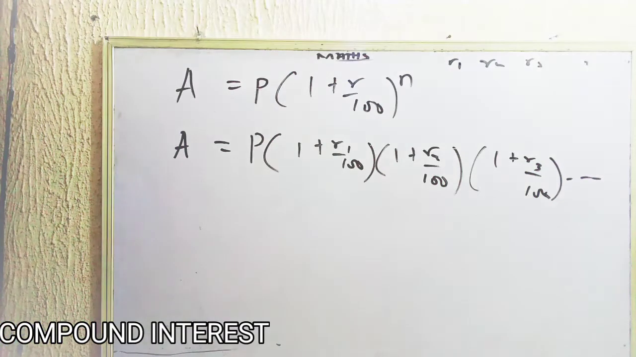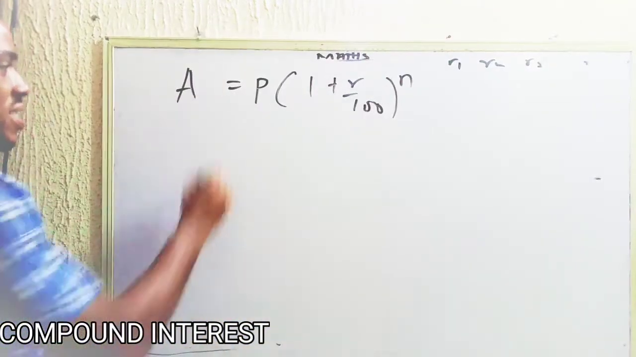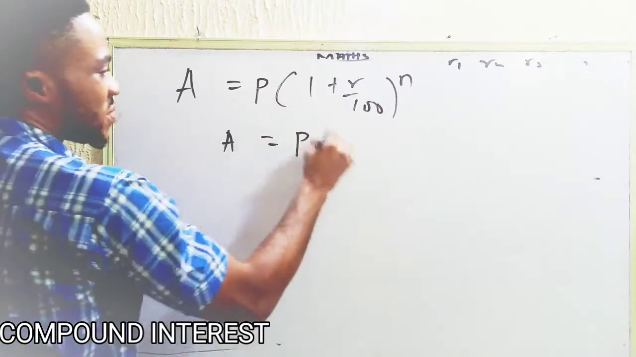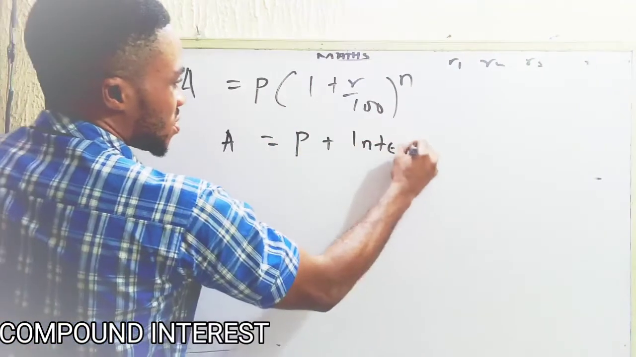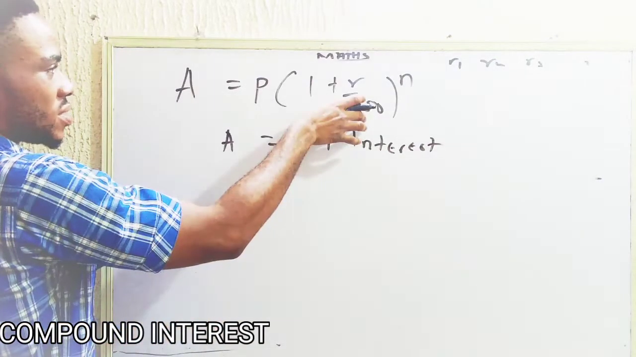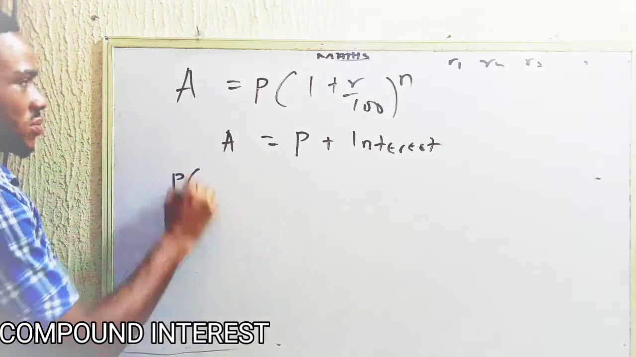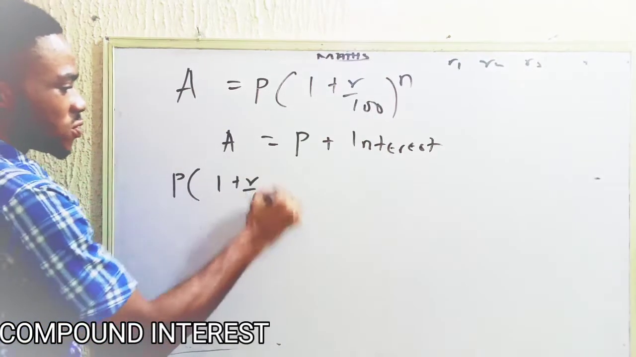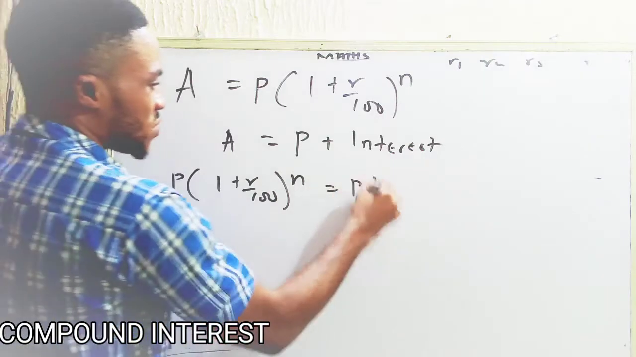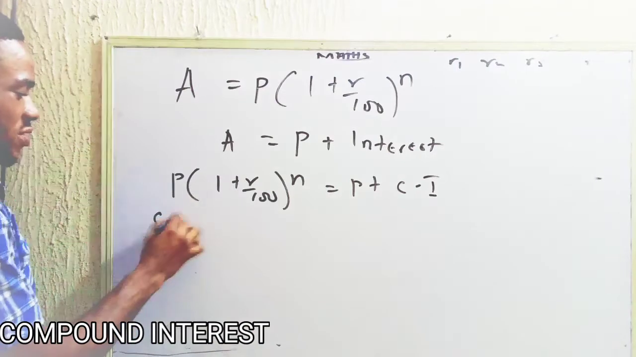Now, amount is always given as principal plus interest. Whether it's under compound interest or simple interest, amount is always the principal plus the interest. If I desire to get the formula for compound interest, I use this, that's A is equal to this, and replace it. I'm going to have P bracket 1 plus R over 100 raised to power N is equal to P plus compound interest.